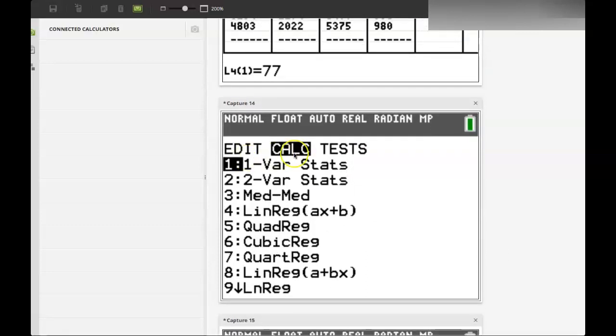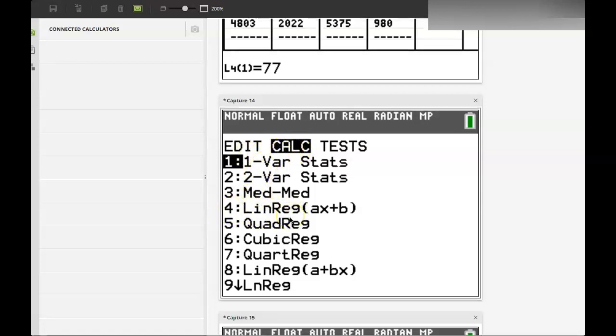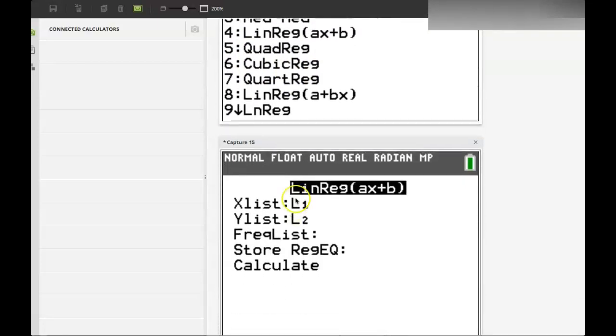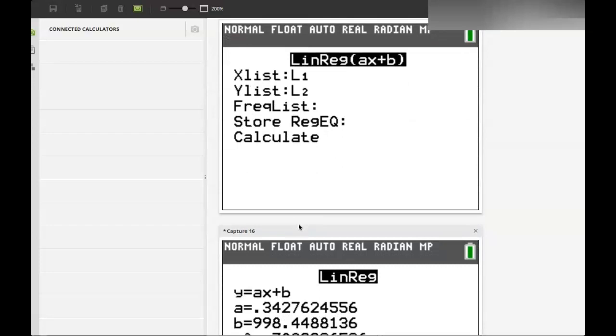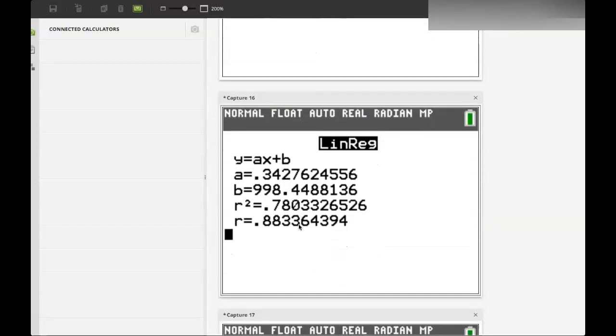Then after that, stat, calculate, scroll down to choose linear regression. You should have L1, L2 because this is based on the first two columns, to find the regression line for males. And here is what we got for our line. The slope is this number, the y-intercept is here, and the correlation coefficient is this one. We had this part before.